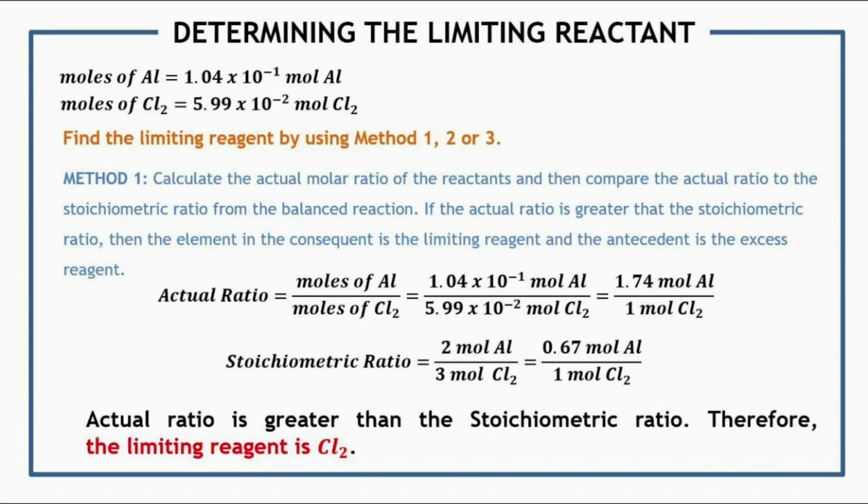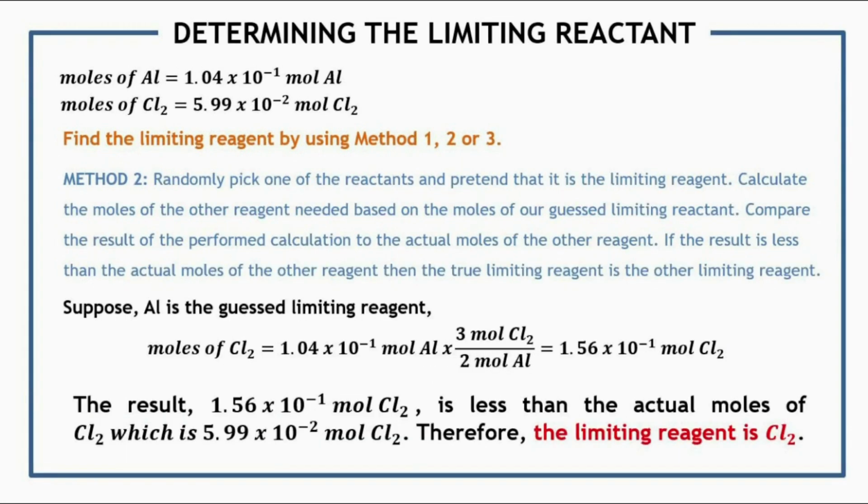So comparing the two, the actual ratio is greater than that of the stoichiometric ratio. Therefore, the element in the denominator is the limiting reagent, and the one in the numerator is the excess reagent. Consequent means the element in the denominator.